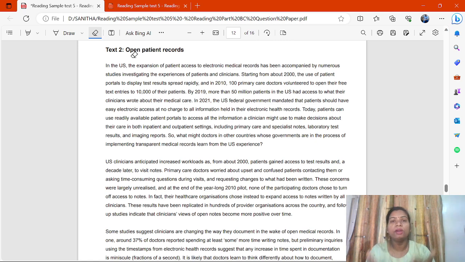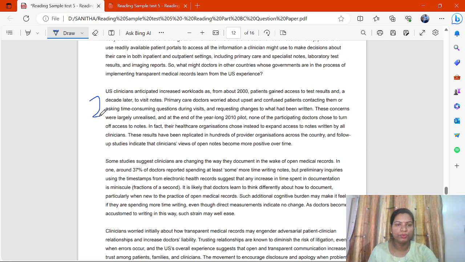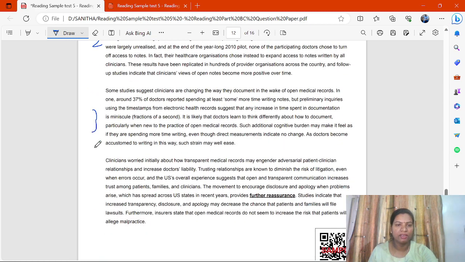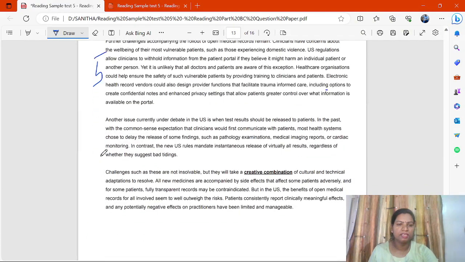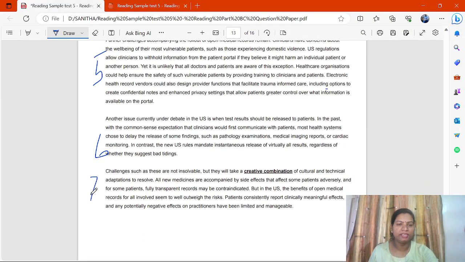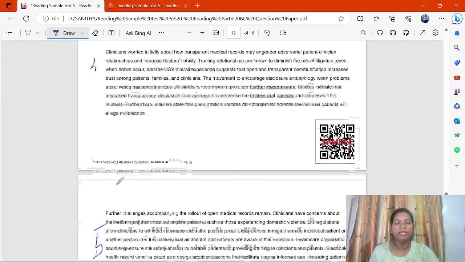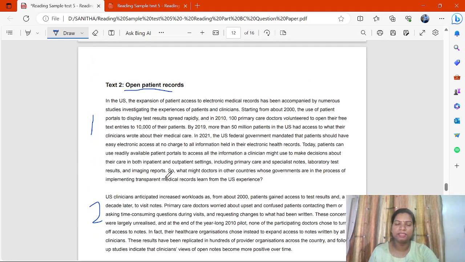When you get the question booklet, firstly, you have to read the title. That is Open Patient Records. After that, you have to put the numbers 1, 2, 3, 4, 5, 6, 7. There are 7 paragraphs in this passage.